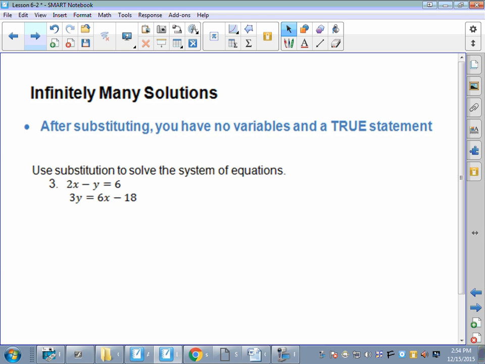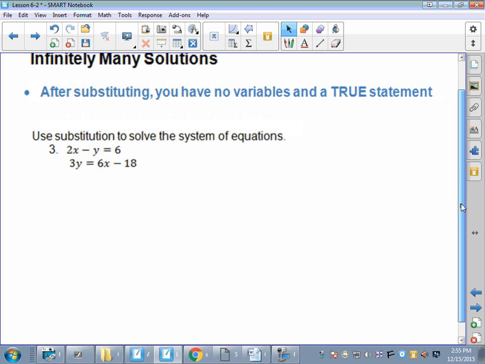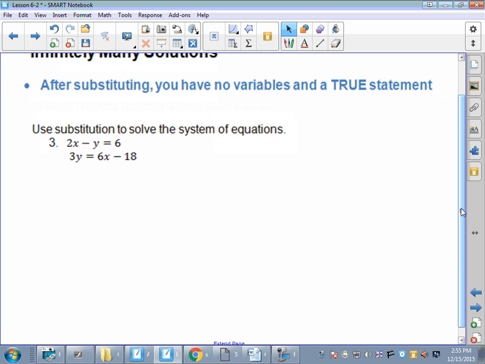So let's look at one like this just so you can see it. Our system is 2x minus y equals 6 and 3y equals 6x minus 18. Unfortunately, we don't have any variables by themselves, but we could make a variable by itself. I noticed that this 3y, the second equation, is almost by itself. What could you do to isolate the y in this equation?